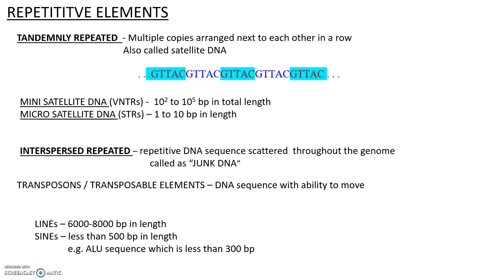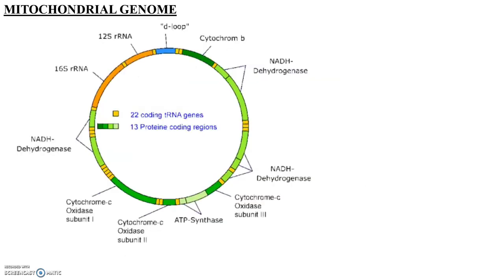LINE is known as long interspersed nuclear elements, which are around 6,000 to 8,000 base pairs in length, and these are mostly expressed to code for an enzyme. And the other type of repeated elements is SINE, also called short interspersed nuclear elements, and these are around 500 base pairs in length. The example for SINE is the Alu sequence, which is less than 300 base pairs.